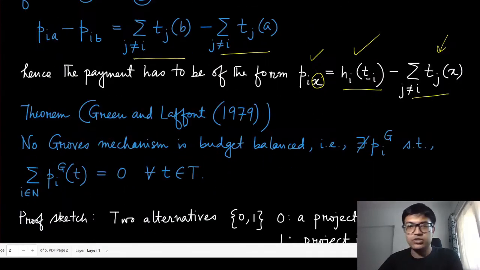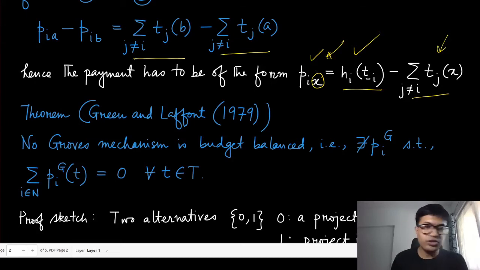The second result: now we know that if you want DSIC and efficiency, then you better be in the class Groves. Green-Laffont gives another result which says that no Groves mechanism is budget balanced. So you cannot find any Groves mechanism which falls in this class and is budget balanced, and therefore you can conclude that if you are looking for an efficient and budget balanced mechanism, then that set is null, so you cannot find anything.